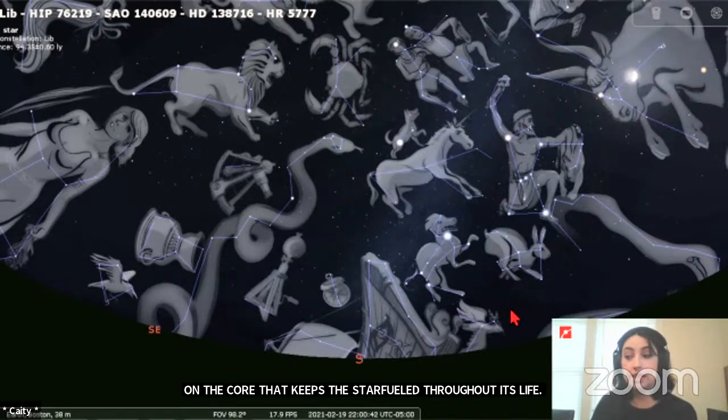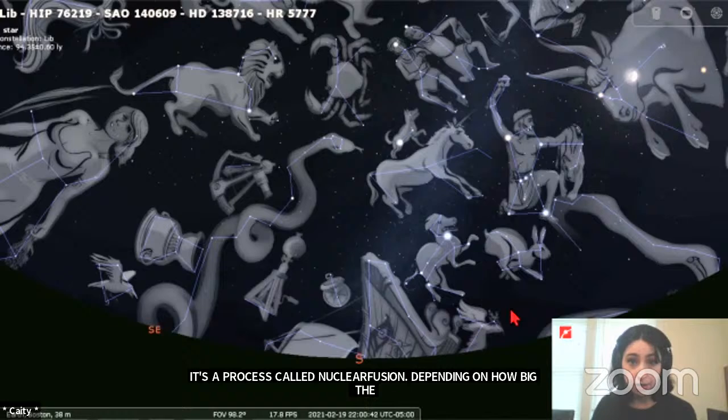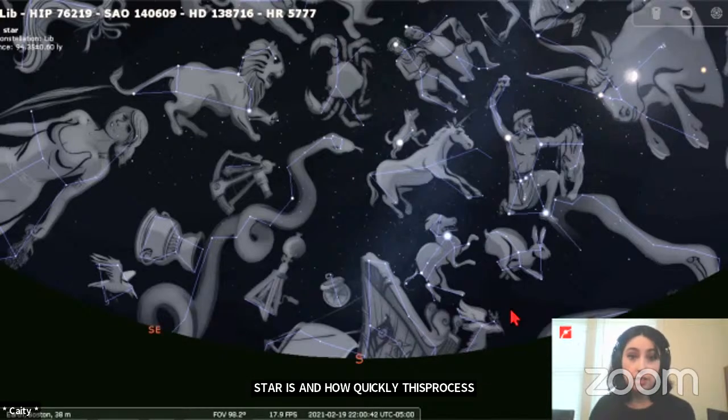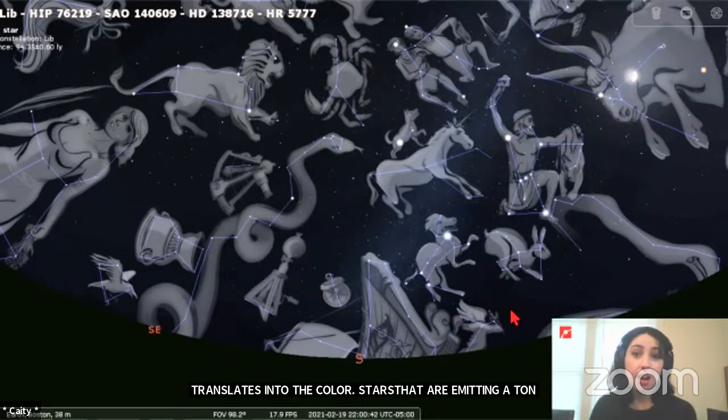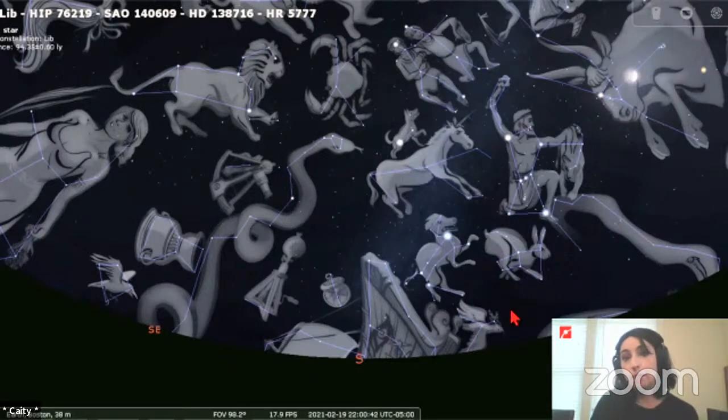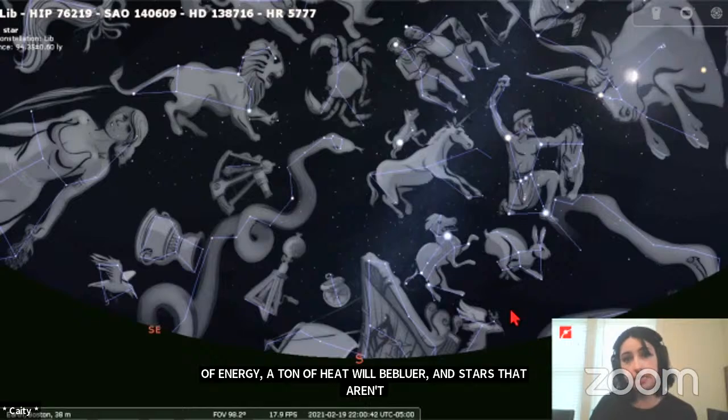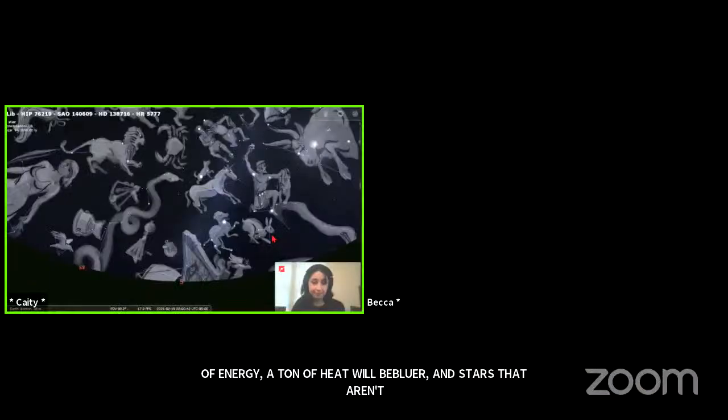So stars that are emitting a ton of energy, a ton of heat, are going to be bluer. And then stars that aren't quite as hot are going to be on the redder side of things. So red stars are generally a few thousand degrees on their surface, whereas blue stars are generally tens of thousands of degrees on their surface.